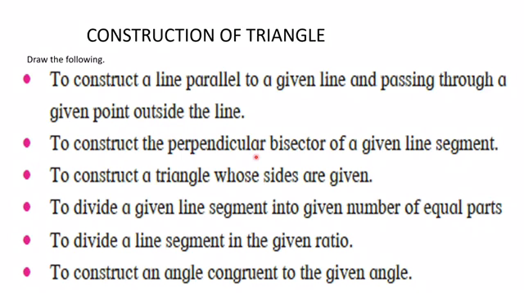To construct the perpendicular bisector of a given line segment. To construct a triangle whose sides are given. Sides of your choice you have to take. To divide a given line segment into a given number of equal parts. For example, you can take a line segment of 6 centimeters and divide it into 4 equal parts.